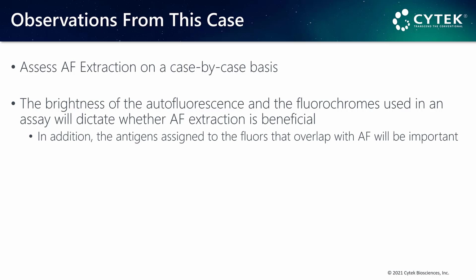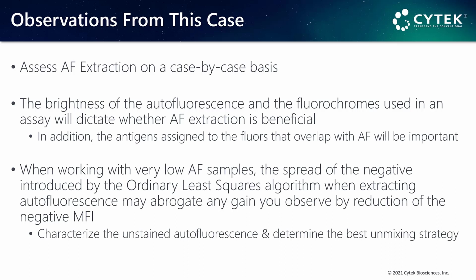And in addition, the antigens that are assigned to the fluors that overlap with autofluorescence are going to be of importance. When you're working with very low autofluorescence samples, such as this spleen sample, the spread of the negative introduced by the ordinary least squares unmixing algorithm when extracting autofluorescence may abrogate any gain that you observe by reduction of the negative medium fluorescence intensity. So take the time to assess the unstained and the multicolor samples you've recorded when unmixed and determine the best unmixing strategy for you.